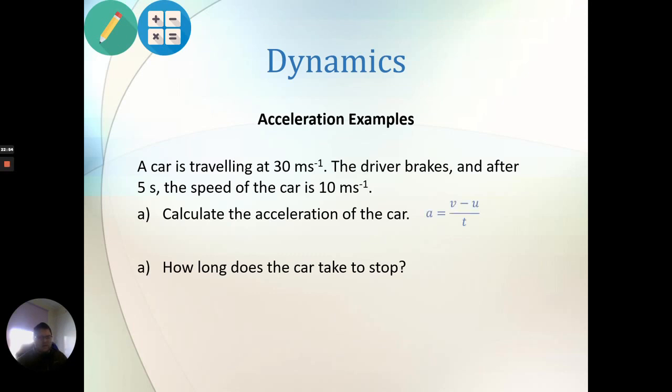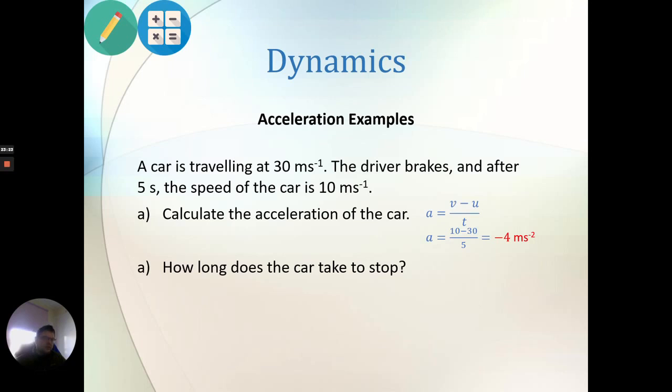Well, again, we put in our formula. Now this time, V will be 10 meters per second because it has slowed down from 30 to 10. So V is 10, U is 30, and T is 5 seconds. So A is equal to 10 minus 30 over 5, which gives us an acceleration of minus 4 meters per second per second.